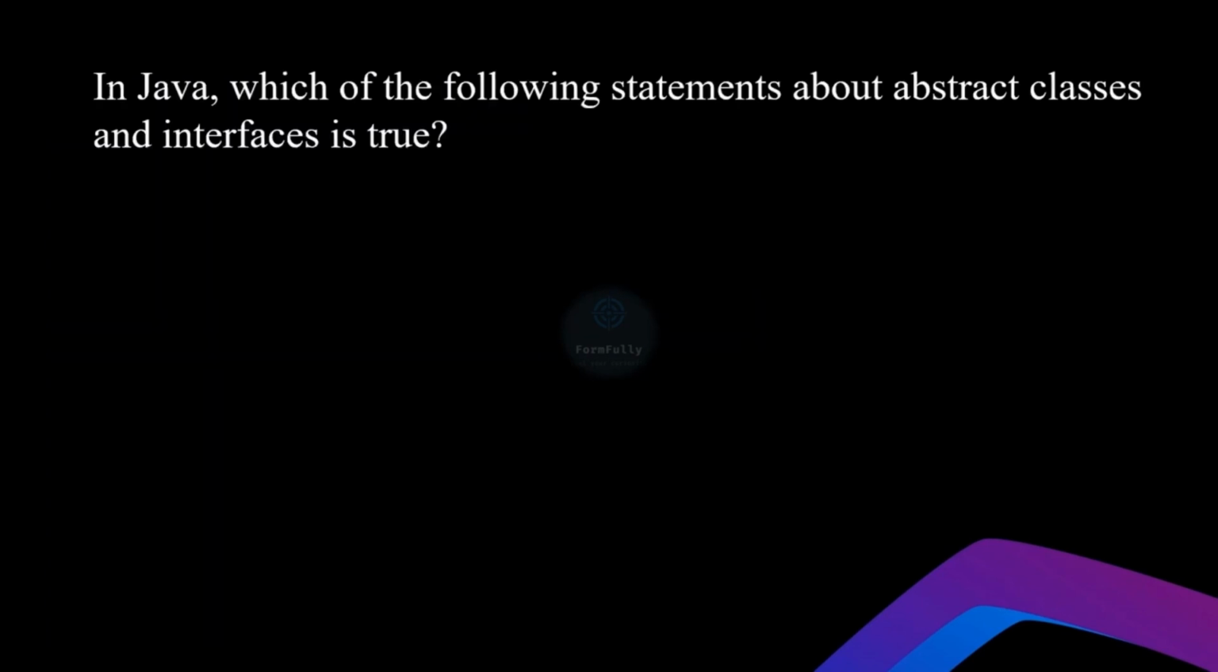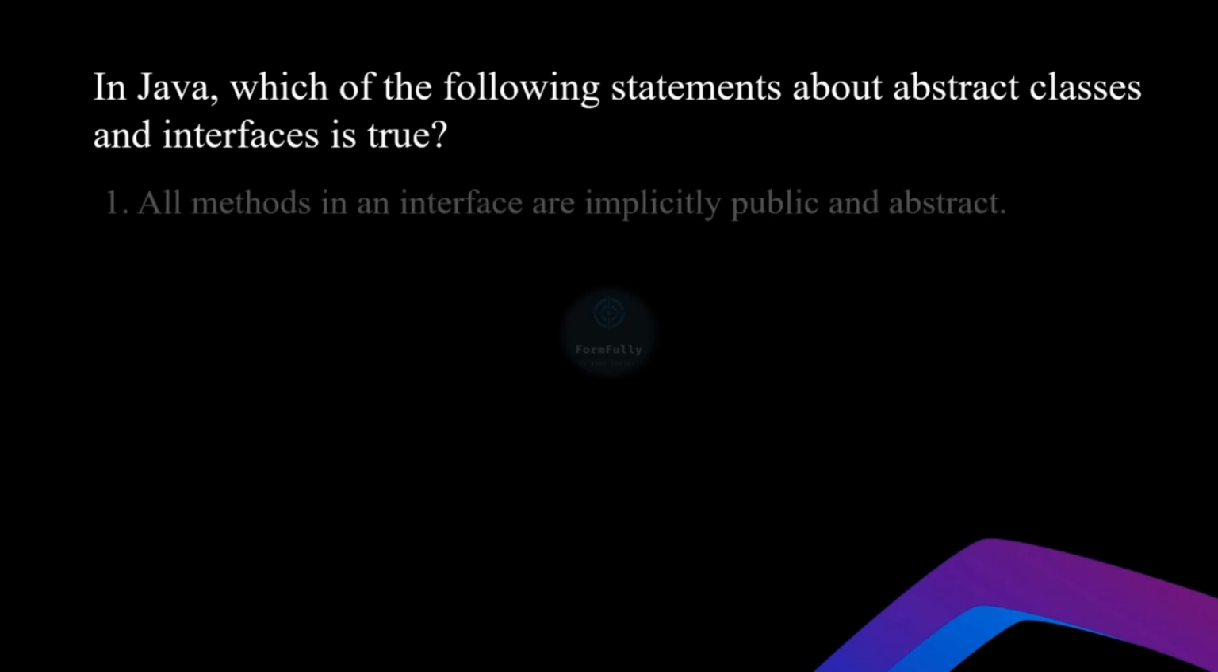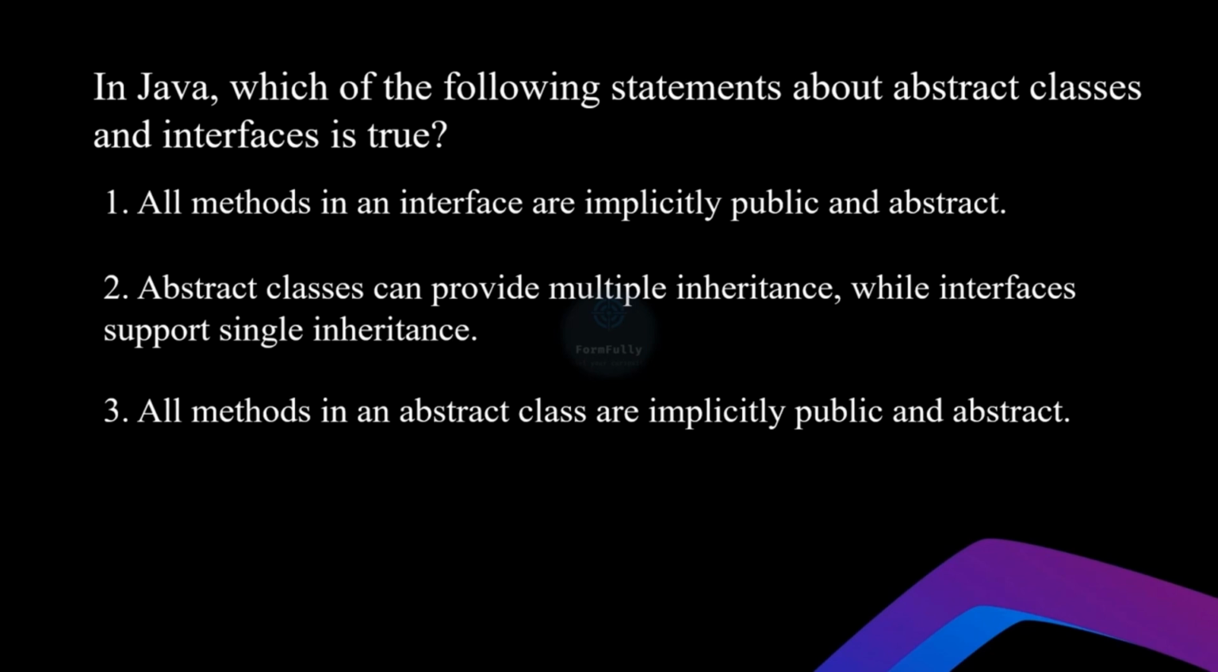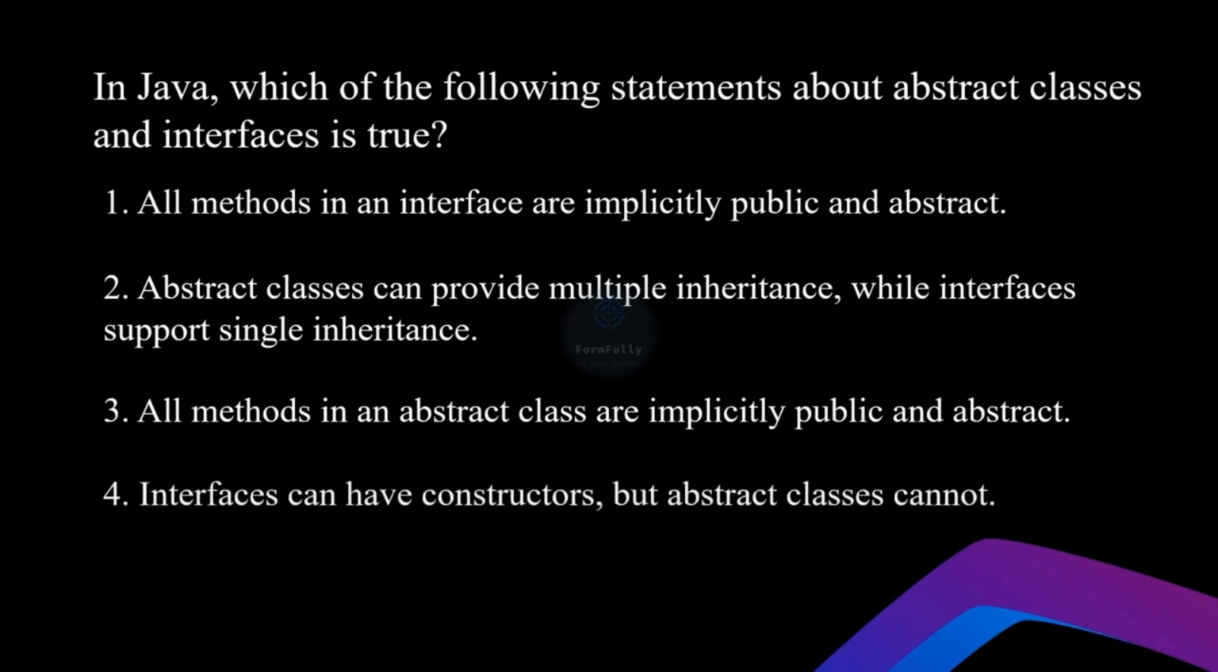Moving to the next question. In Java, which of the following statements about abstract classes and interfaces is true? Options are: all methods in an interface are implicitly public and abstract. Abstract classes can provide multiple inheritance while interfaces support single inheritance. All methods in an abstract class are implicitly public and abstract. Interfaces can have constructors, but abstract classes cannot.